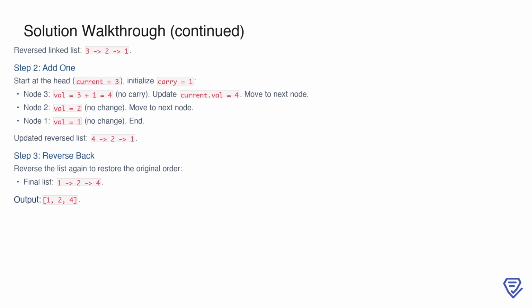To restore the number to its original order, we reverse the list again using the same process as before. This gives us the final list 1-2-4, which represents the number 124. The output for this example is 1, 2, 4.